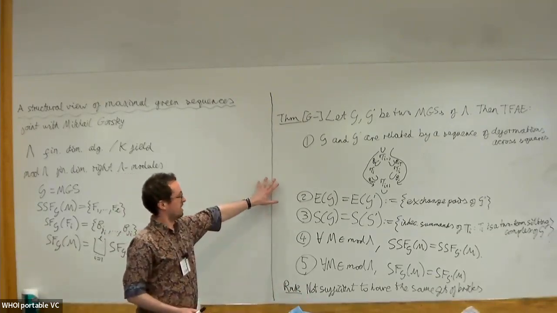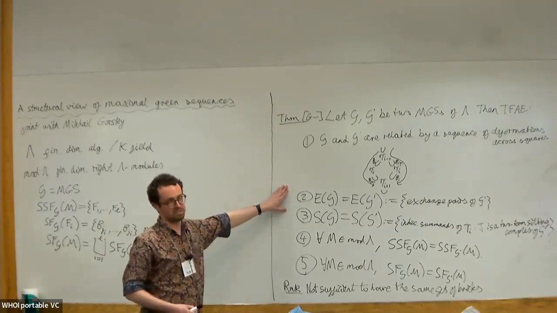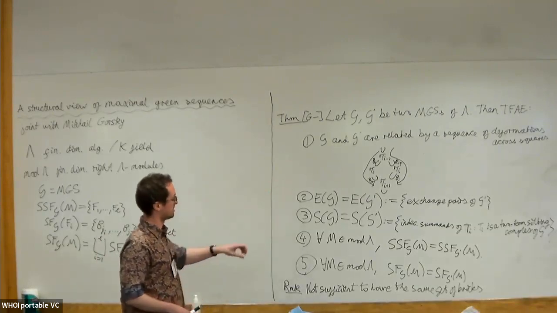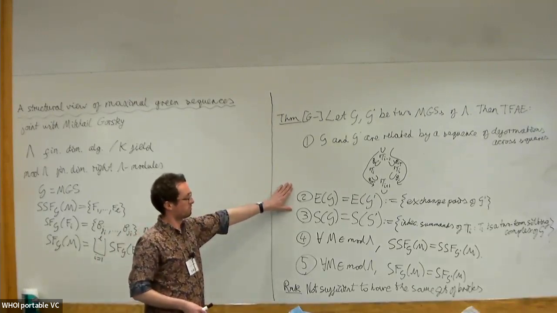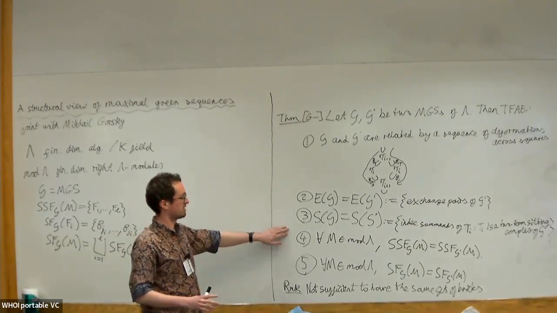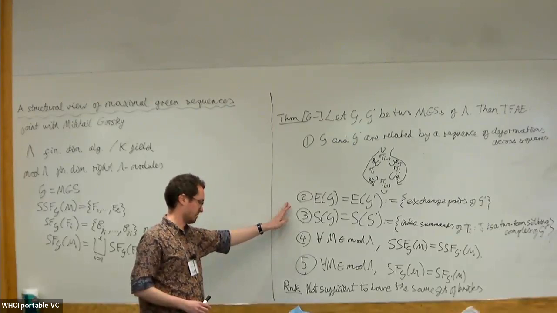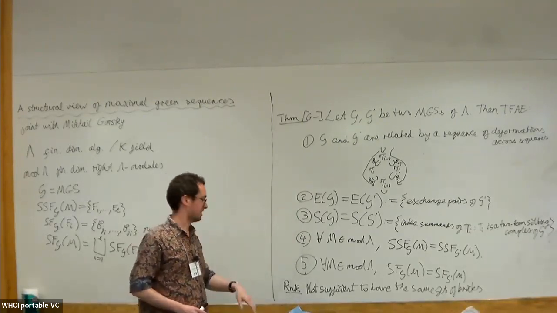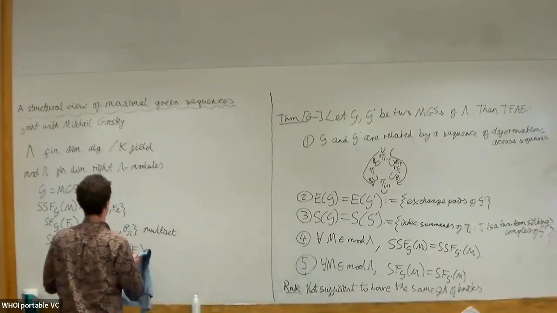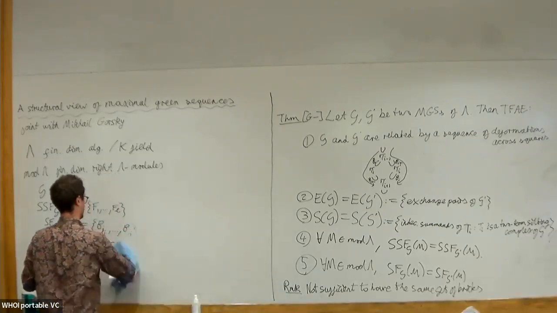Okay, so these conditions define an equivalence relation on the set of maximal green sequences. This is one aspect of the structure of the set of maximal green sequences of an algebra. But what's nice is that once we put this equivalence relation on, we get even more structure, because we get three partial orders which are conjecturally the same. So now I'll explain that.